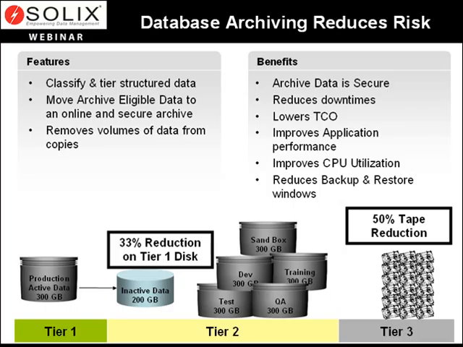Another best practice is to archive data in your production database. There's a lot of benefits other than reducing risk, but what I mean by database archiving is to use the business logic that's based on the application to classify your data, and then move that archive-eligible data out of that production environment into a separate online available and secure archive. When you do that, you remove that data out of your production and out of all the clones, and it puts it into one secure environment.